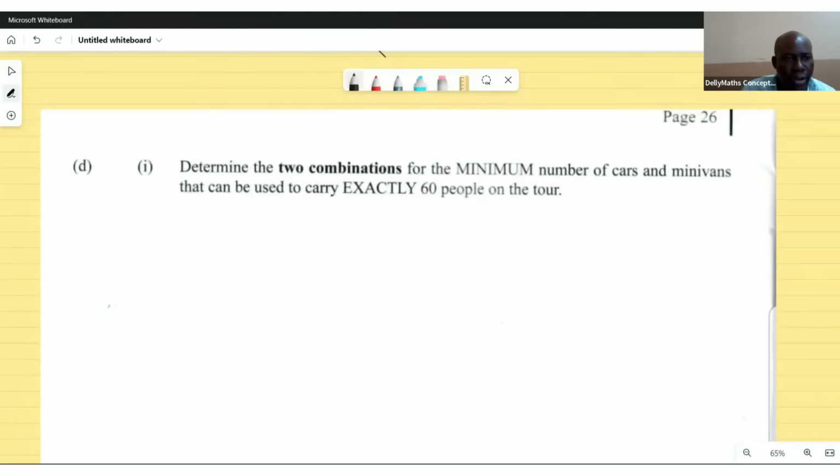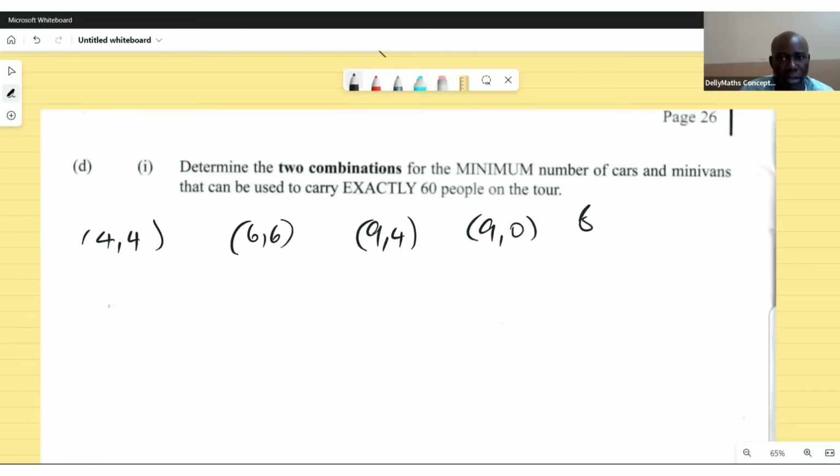We're talking about there is a 4 with 4, there is a 6 with 6, there is a 9 with 4, there is a 9 with a 0, and there is an 8 with a 0. I might not be able to do all, because it says determine the two combinations. So that means I'm looking for two. I'm just going to try then.